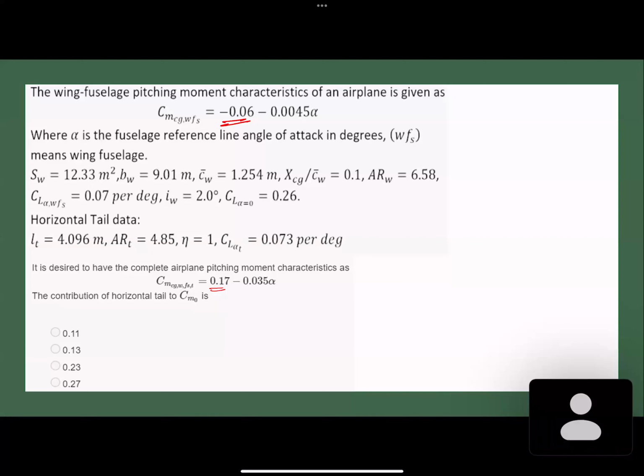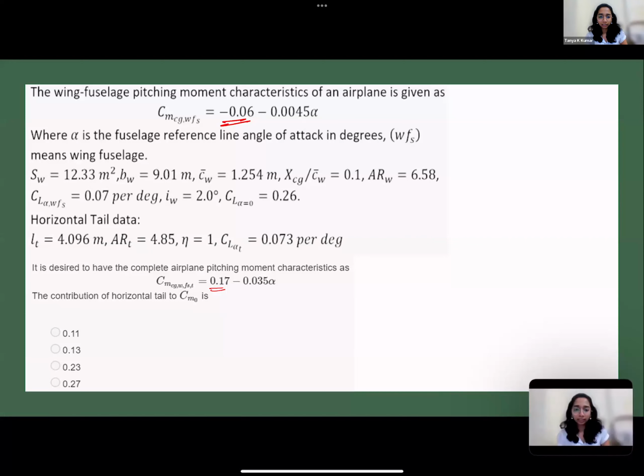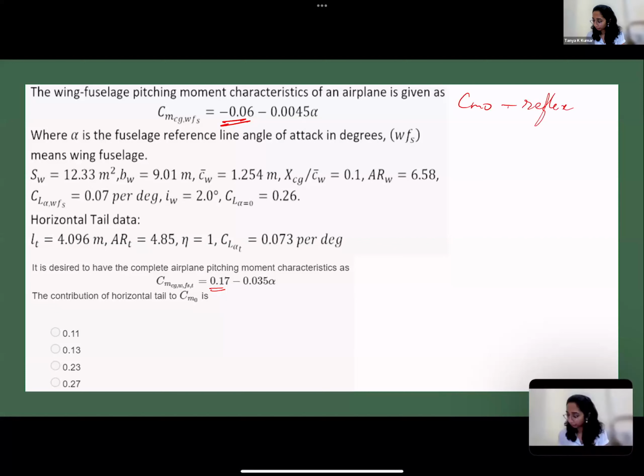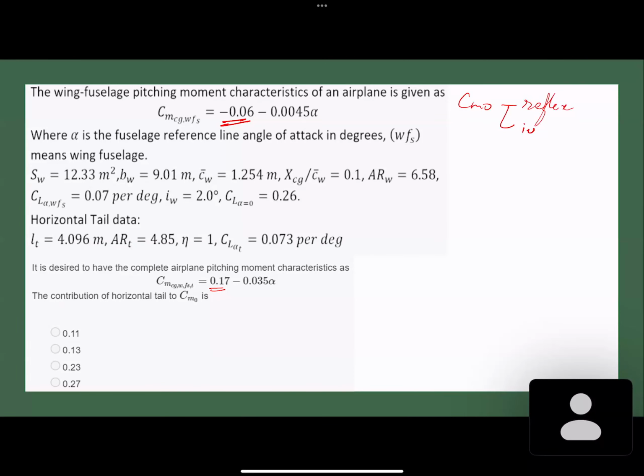Okay, let's continue. So here once the tail is introduced, they might have adjusted the tail setting angle such that it leads to a positive CM naught. Okay, two ways for positive CM naught. One was reflex. One was the wing setting angle.